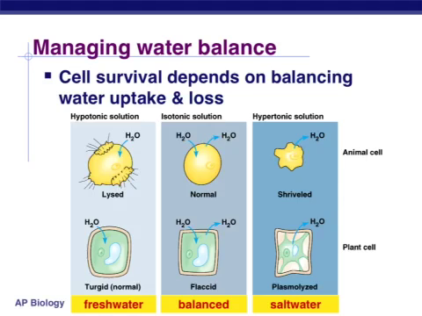Now we take our plant cell and we put it in the same 3 environments, and some different things are going to happen. Your plant cell actually isn't happy, or it isn't its most happy, unless it's in a hypotonic solution.